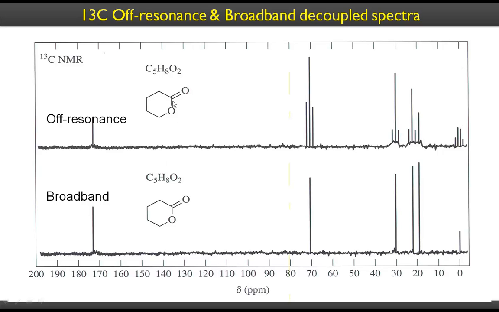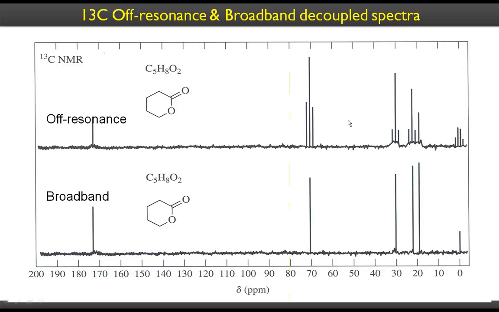How many carbons does it have? 5 carbons: 1, 2, 3, 4, 5, which is also derived from the formula here. There are 5 types of carbons, so there should be 5 peaks. 5 peaks here also: 1, 2, 3, 4, and there is another one here. So there are 5 peaks, right? The same is true here. So it's much easier to analyze the single line broadband spectrum than the off resonance spectrum.